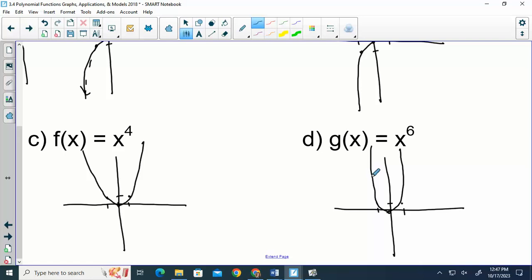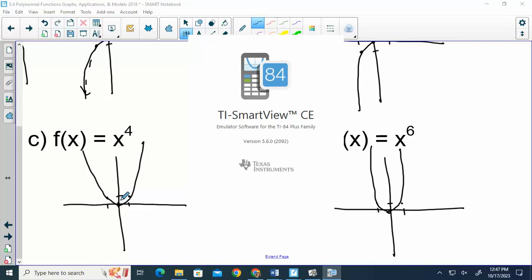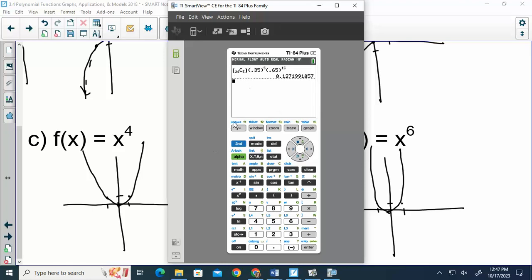We could see that also if we looked on the calculator, you can graph multiple things together. So if I graphed x squared, it's going to be my blue one, x to the 4th is going to be my red, x to the 6th is going to be black. So then if I look at these, there's the first, the second, and the third. So you can see it's getting gradually more skinny as it goes on.